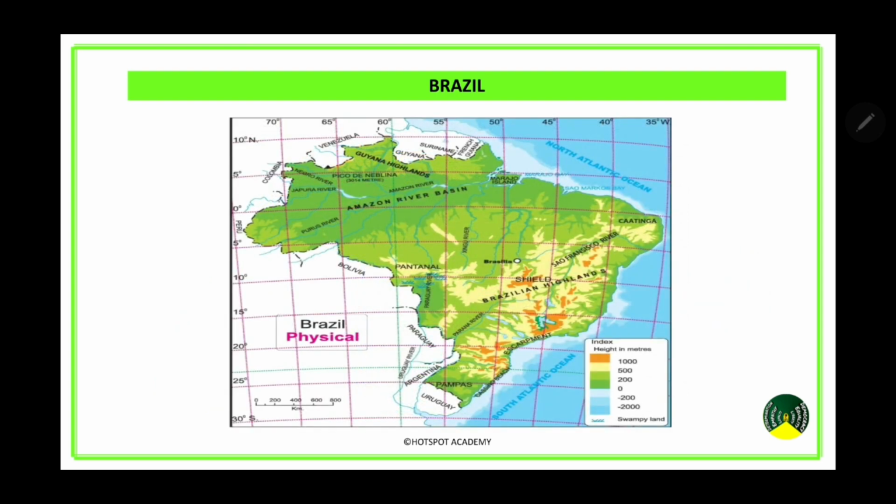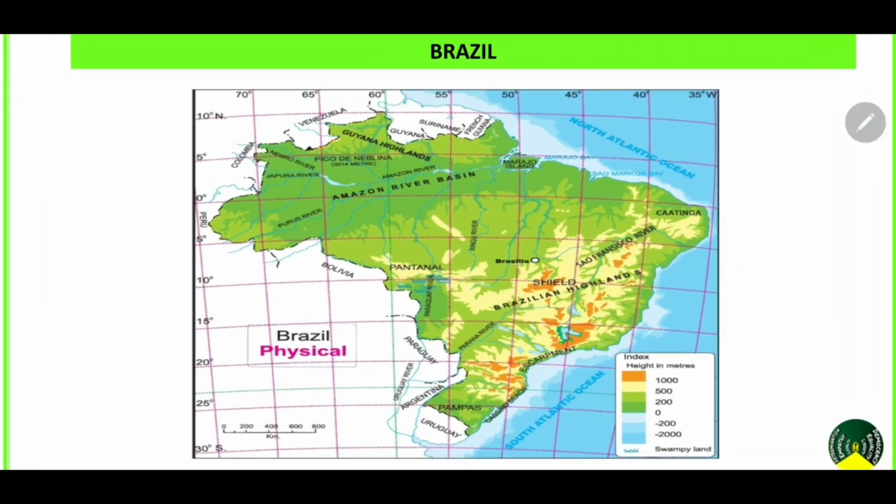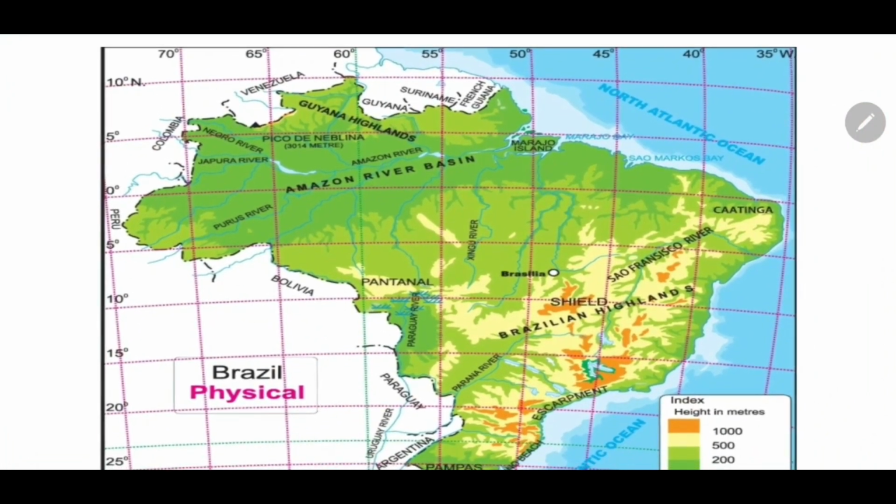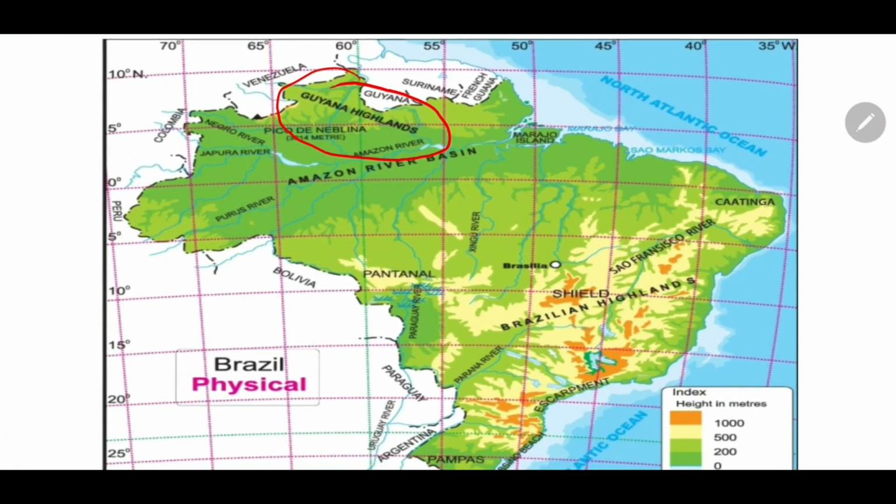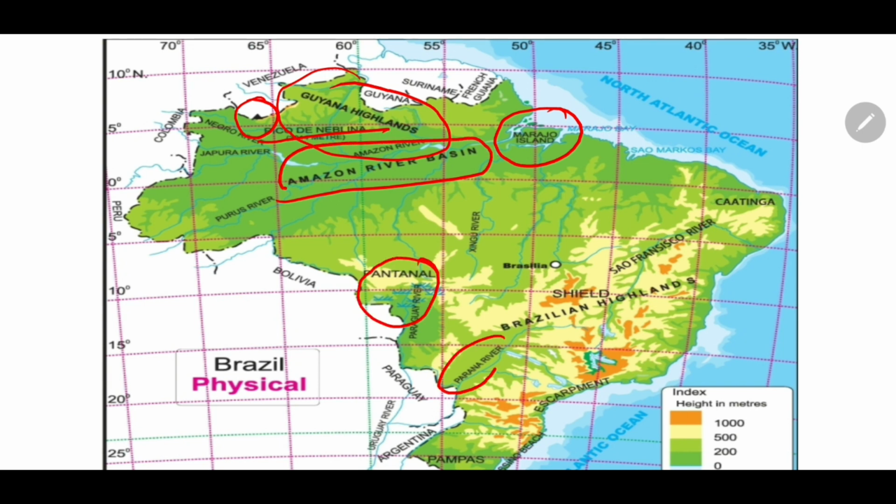Now observe the physical map of Brazil. Let's zoom in. If you locate, these are the Guiana Highlands. Here is the highest peak, that is Pico de Neblina. Here is the Marajo Island, here is the Amazon Basin. Then important here is the Pantanal wetland. 2 important rivers, the Paraguay and the Parana. This is the Parana, this is the Paraguay river. Now here is the Brazilian Highlands.